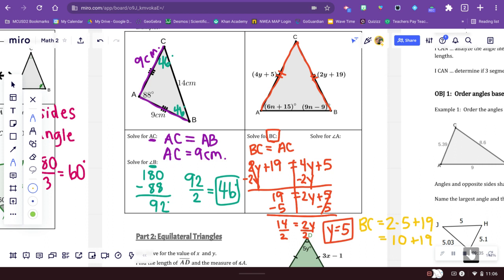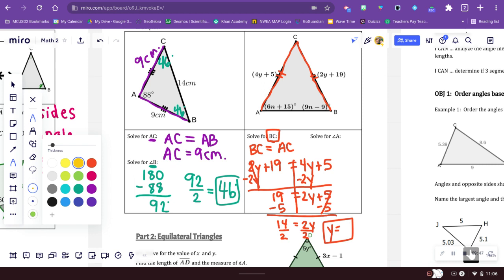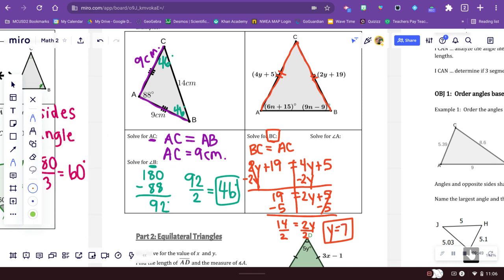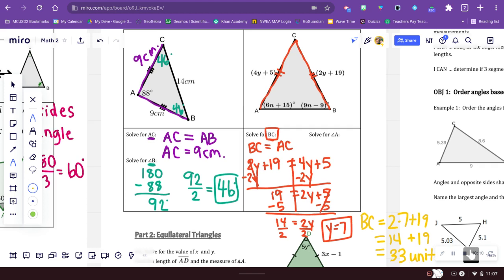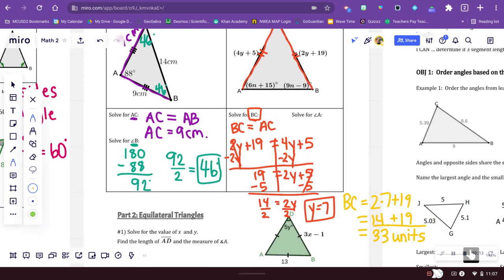Oh, hang on, I made a mistake. 14 divided by 2 is not 5. It's late. Sorry, guys. 14 divided by 2 is definitely 7. So then when I plug that back in, I'm going to do 2 times 7 plus 19, which is 14 plus 19, and that will give me 33. So BC is 33 inches or units, because we don't know the units, so we'll just write units, 33 inches long.